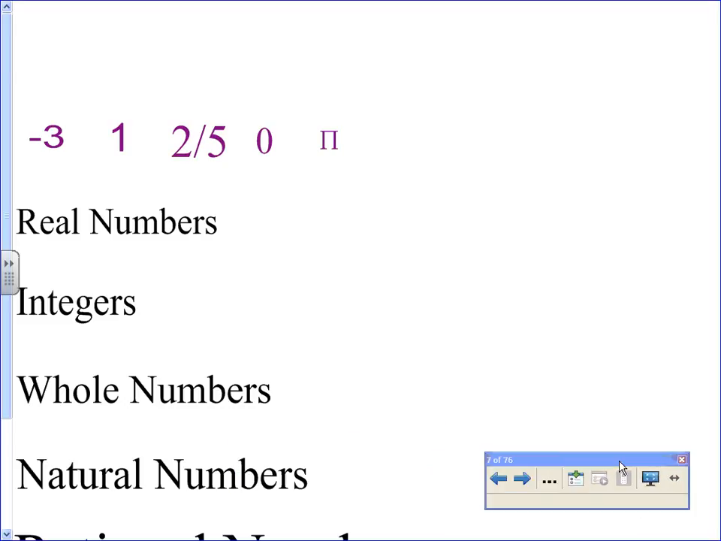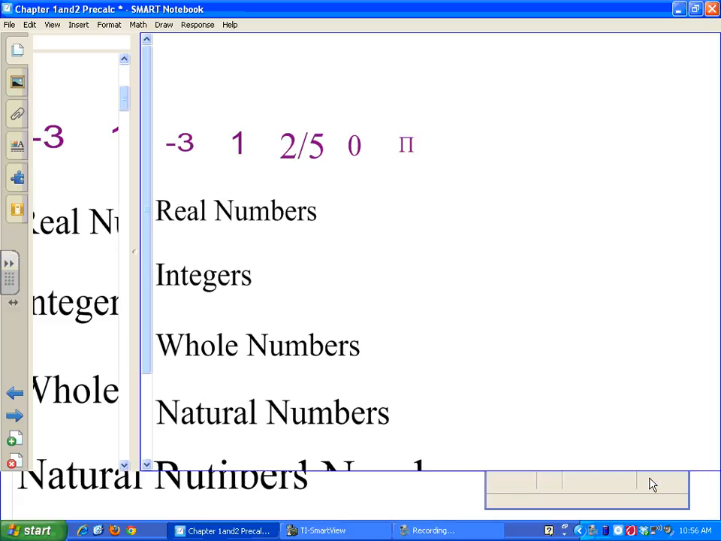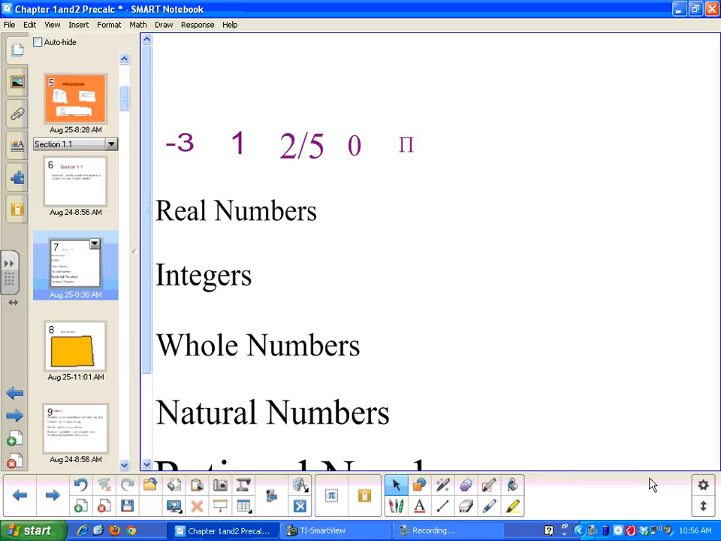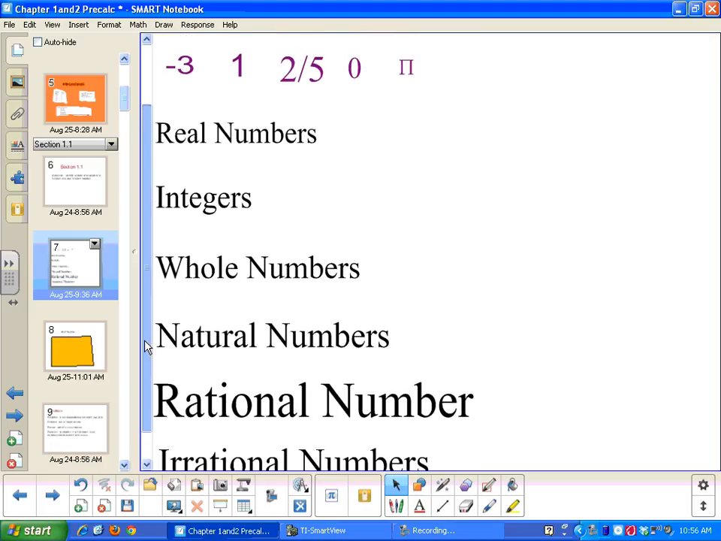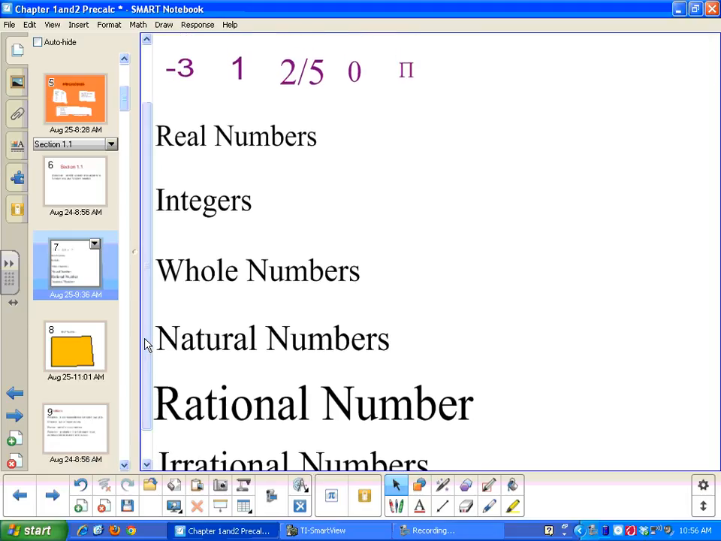You're not viewing my whole page here, so let me go back. Okay, all right, so we've got a little problem here. Let's start classifying these numbers. So first of all, real numbers. We'll take -3. -3 is a real number. -3 is also an integer.